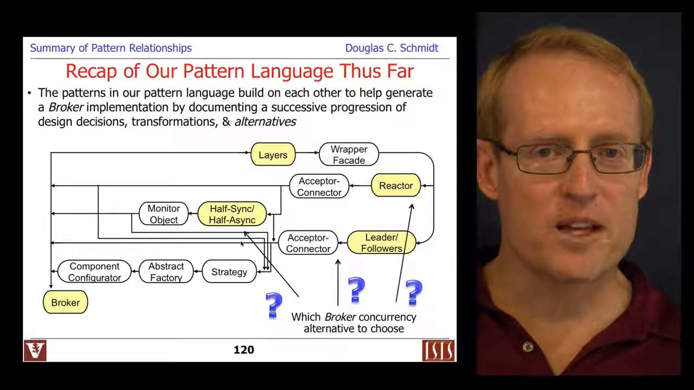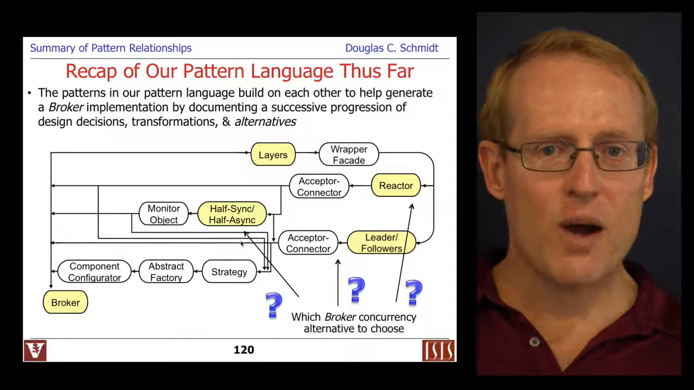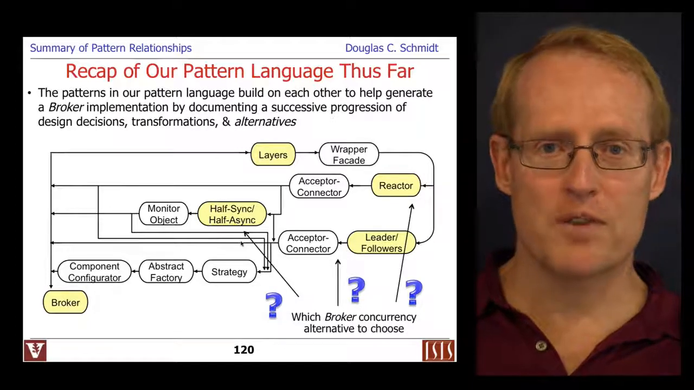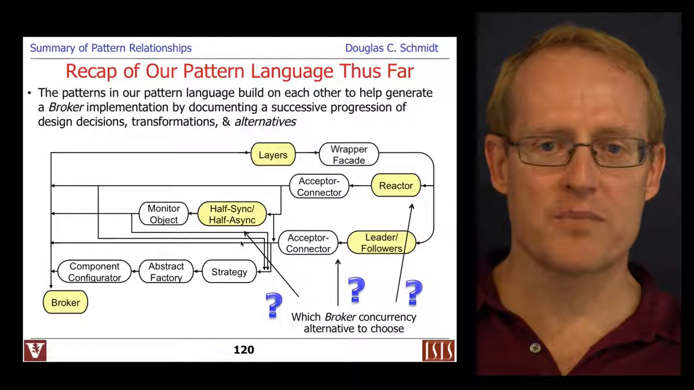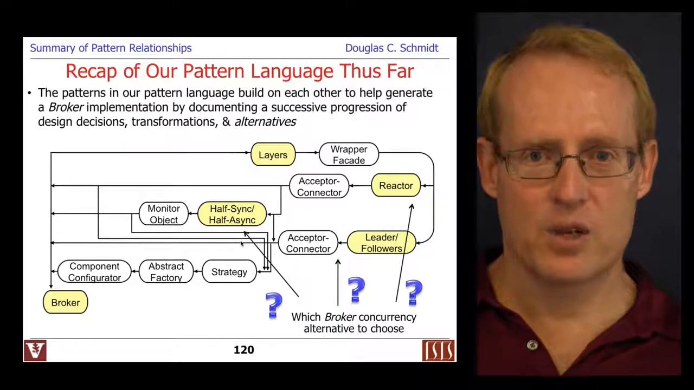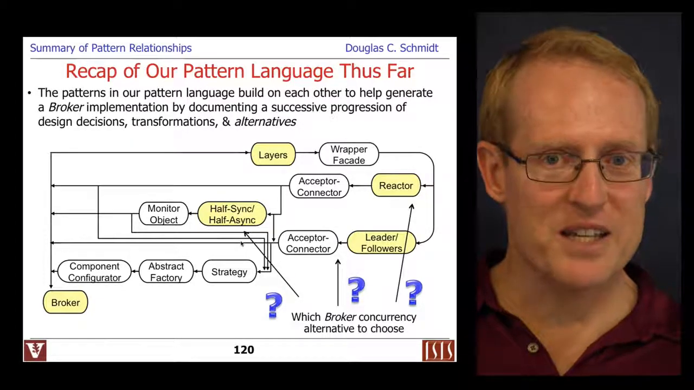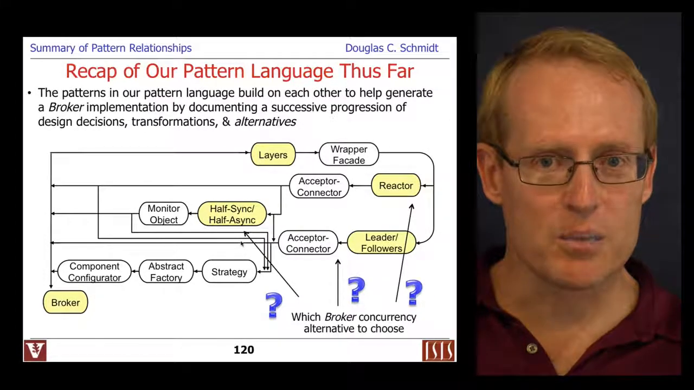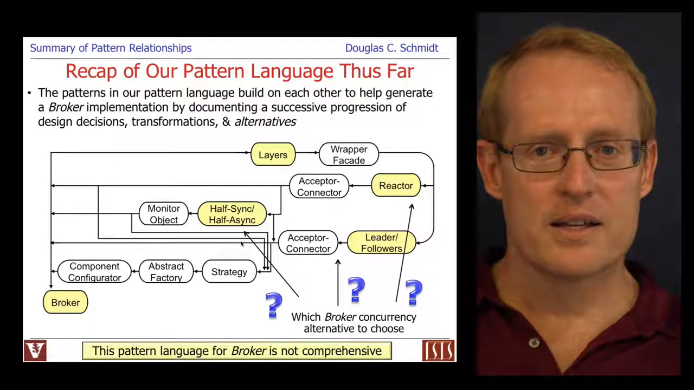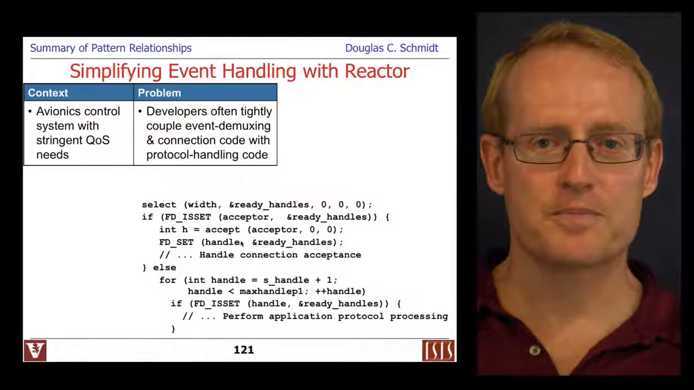The particular set of things we're about to talk about in this part of the module is to show how our pattern language can be used to compare and contrast several alternative mechanisms for broker concurrency. The reactive approach, using the Reactor pattern, which is very simple. A more scalable approach, using the Half-Sync/Half-Async pattern. And a more predictable approach, using the Leader/Followers pattern. So let's take a look and see how these different approaches can be applied in a real example.